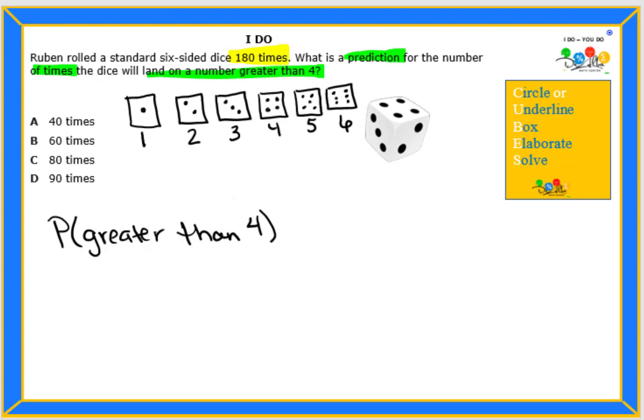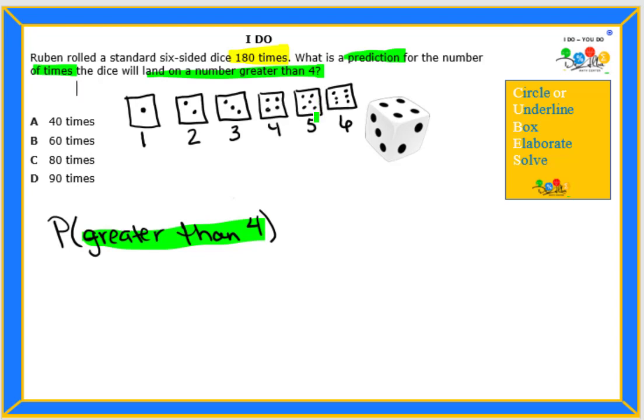Now we want the numbers that are greater than 4. So we're going to look at these and see which ones are greater than 4. Let's be careful because we know 1, 2, and 3 are less than 4. They're not greater than 4. Now let's look at the number 4. Is the number 4 greater than 4? It's not, right? It's equal to. So the number 4 is not part of our outcomes that we want.